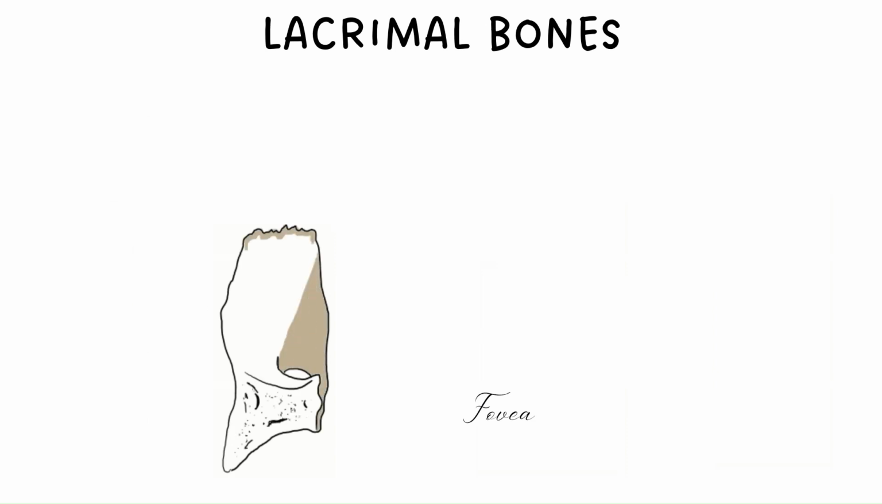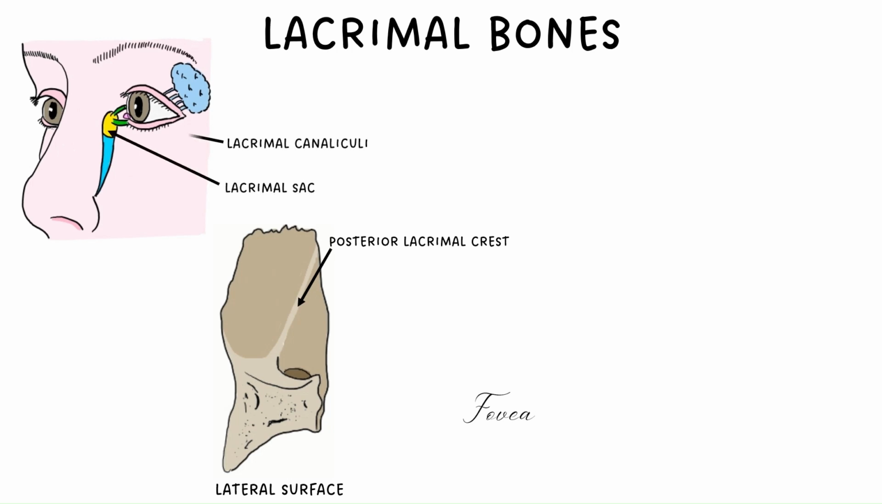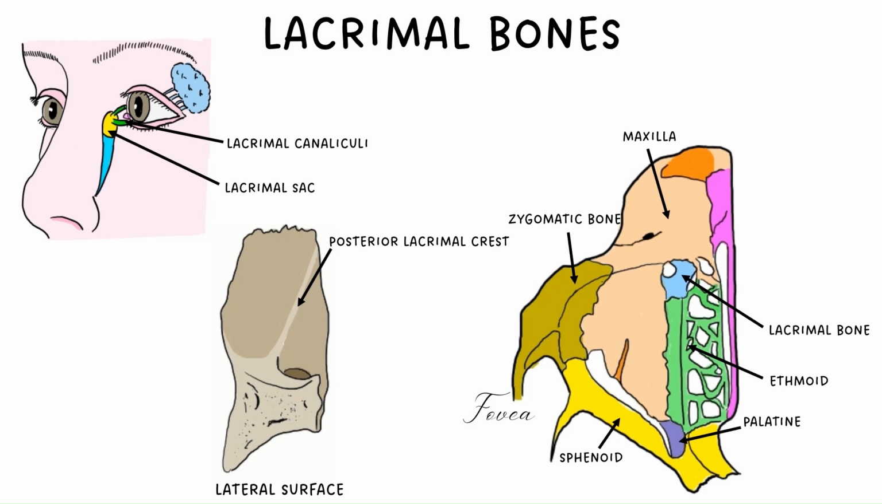The lacrimal bone is also a paired facial bone with a quadrilateral shape that has an outer surface divided into two parts by the posterior lacrimal crest. The anterior part is related to the lacrimal sac and lacrimal canaliculi, and the posterior portion is part of the posterior wall of the orbit. The part of the surface that lies immediately behind the posterior lacrimal crest is the place of origin of the orbicularis muscle of the eye.